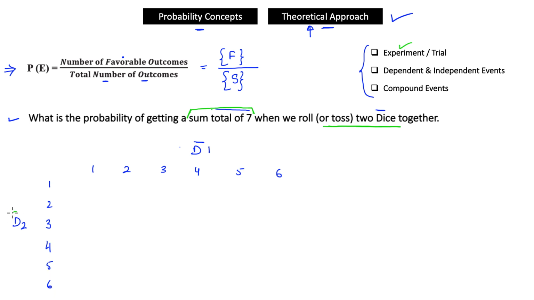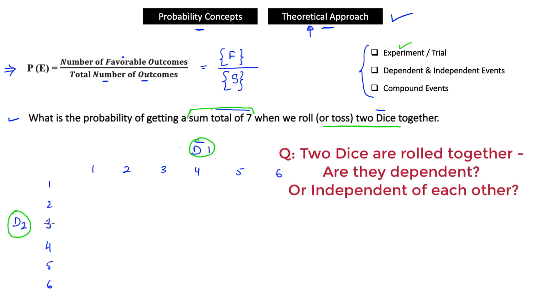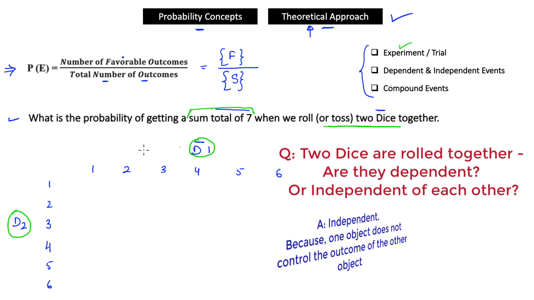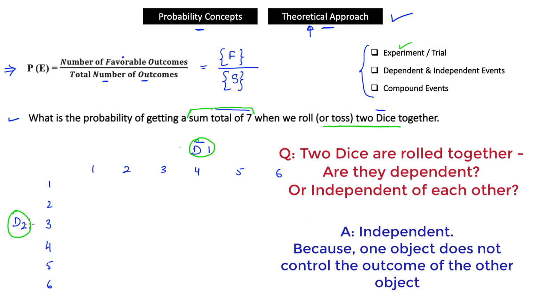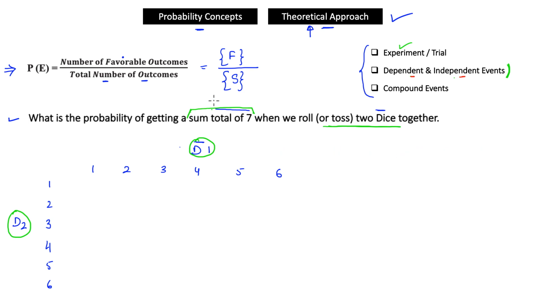Well, tell me this. This is your die 2 and this is your die 1. What do you think about these two dice when you roll them together? Do you really think that the outcome of one could really influence the outcome of the second die? Definitely not, because these two are very independent of each other. When two events do not influence the outcome of each other, they are called independent events. Okay?